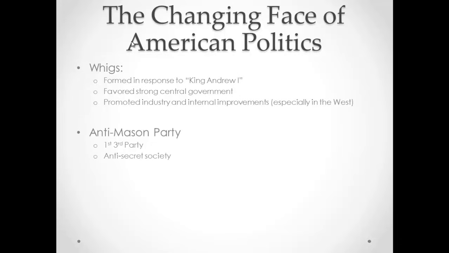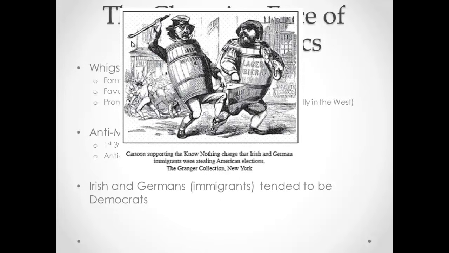history. And the Masons were a secret society, which both Henry Clay and Andrew Jackson were a part of. So the anti-Mason party was trying to get rid of this establishment in politics. And Irish and Germans, please be able to identify this. We'll see this in the next coming chapters as well. These immigrants that were Irish and Germans tended to vote and be Democrats.